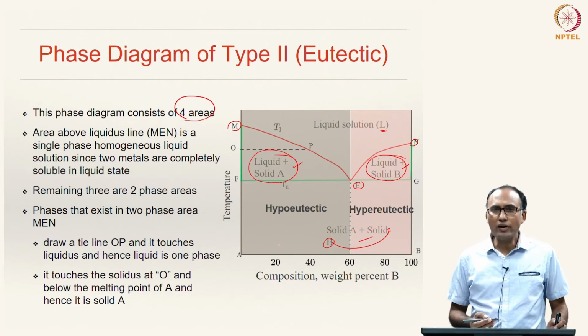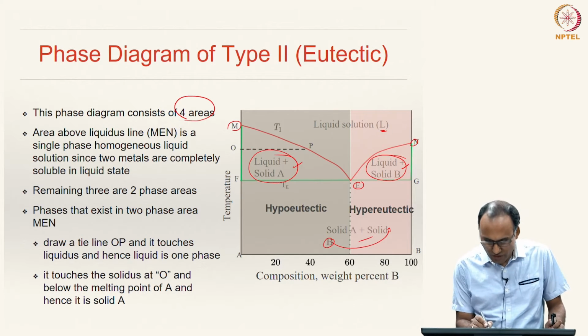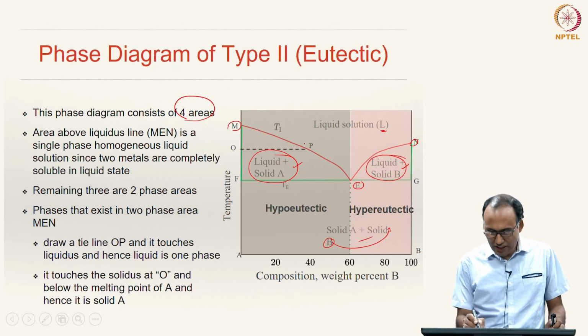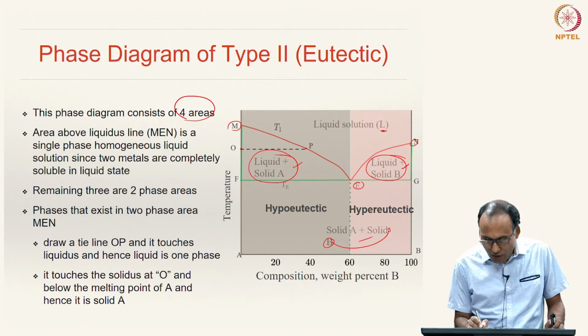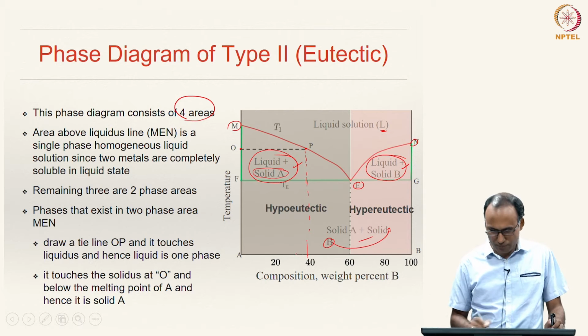Okay. So, in order to find the compositions, for instance, if you want to find the phases that exist in a 2 phase region, if you take this point, you draw a tie line OP and it touches the liquidus line at P and the solidus line at O, which means the solid composition will be solid A, 100% A, and the liquid composition will correspond to this vertical, that is about 40, right.